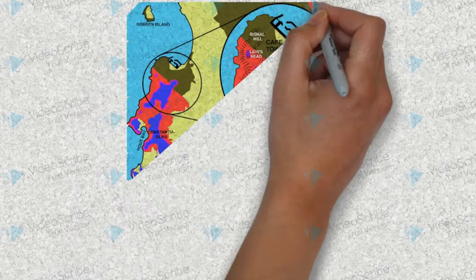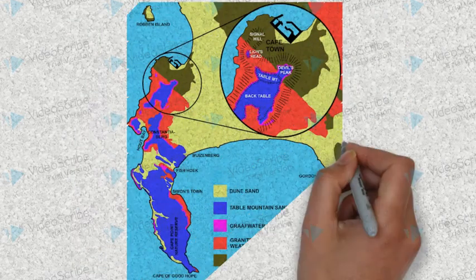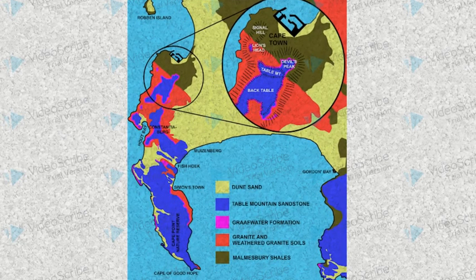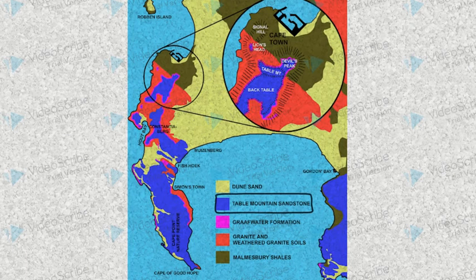Alright, let's talk a little bit more about the depositional environment in which these rocks were formed. As we can see, there are many different layers that exist within Table Mountain. However, we are just going to discuss the 3 main environments in which sandstone, granite, and shale were formed.